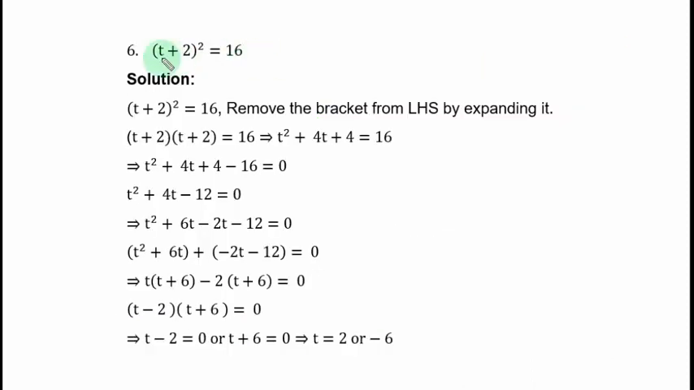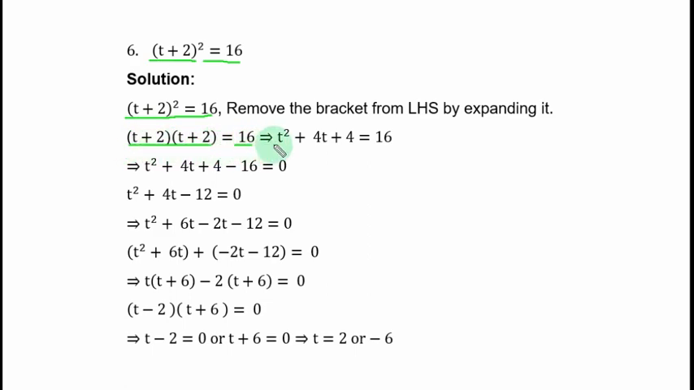Example 6. Factorize (t + 2) all squared equal to 16. For us to factor, you understand that from the beginning, the right hand side is always 0. So to achieve that here, first we need to remove the bracket from the left hand side by expanding it. The square means you write (t + 2) times (t + 2), then equal to 16.